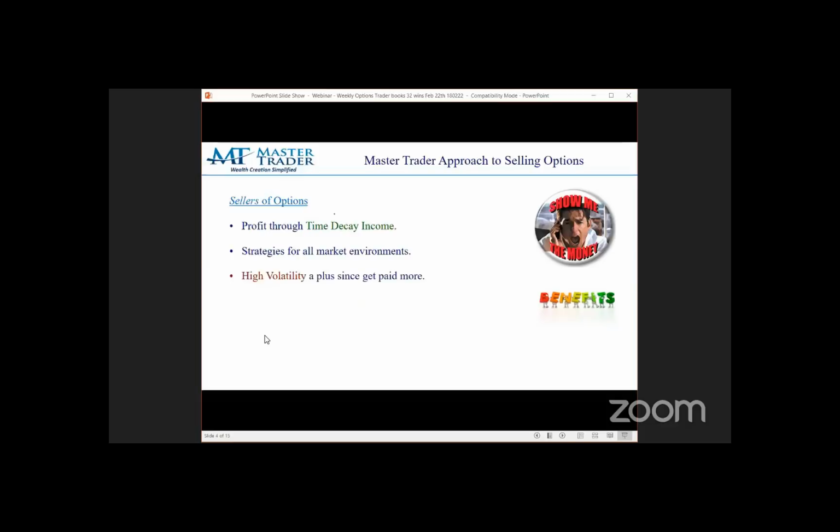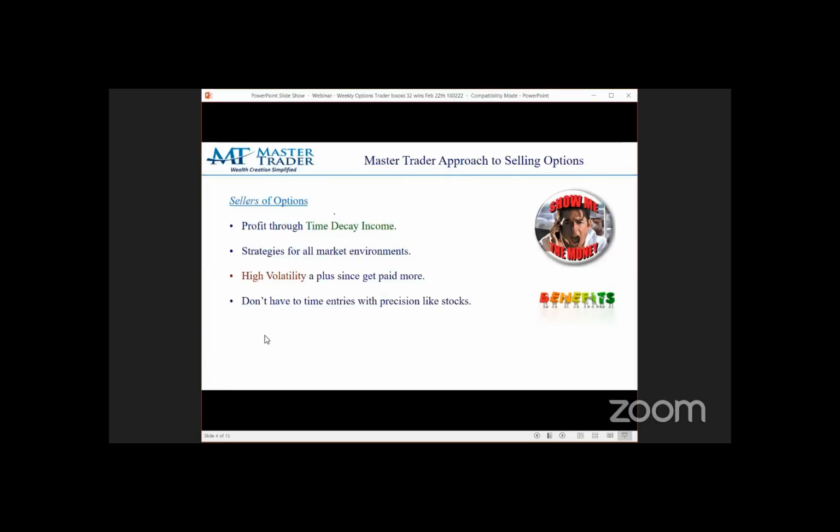High volatility is a plus. I'm going to show you why, but the reason we like high volatility is because the options that we sell are more expensive. So we are getting paid handsomely for selling those puts to the put buyer who is scared and trying to either speculate on the downside move or protect their portfolio or whatever the case.